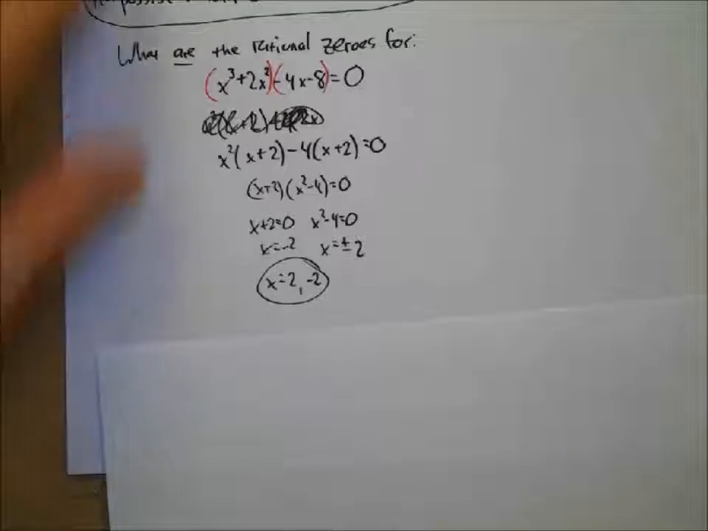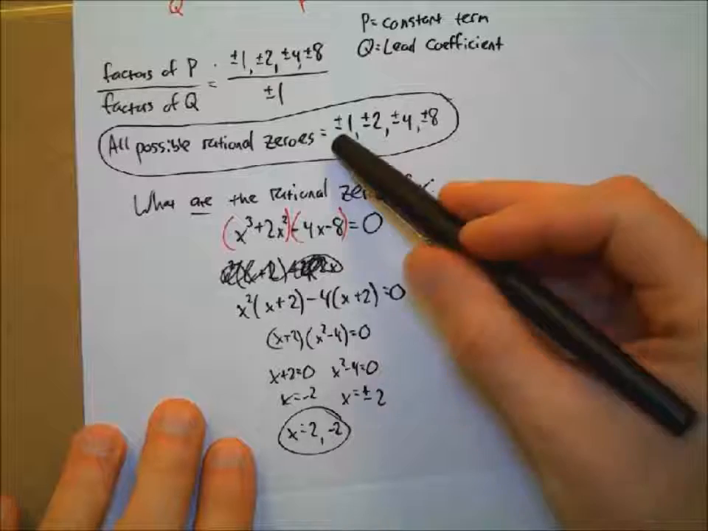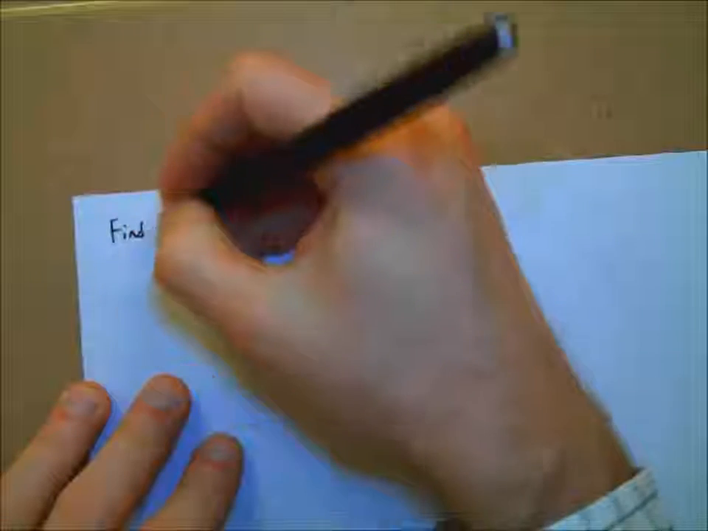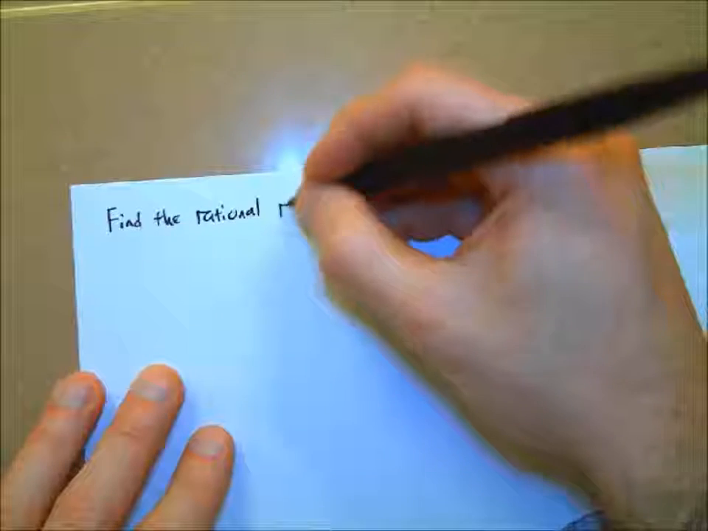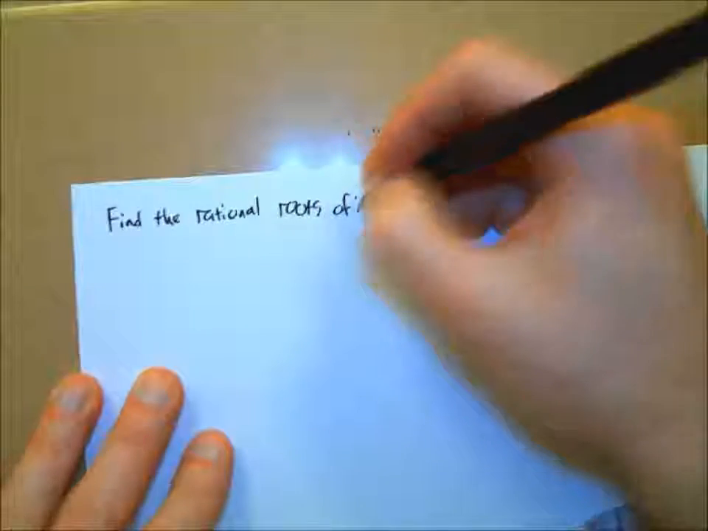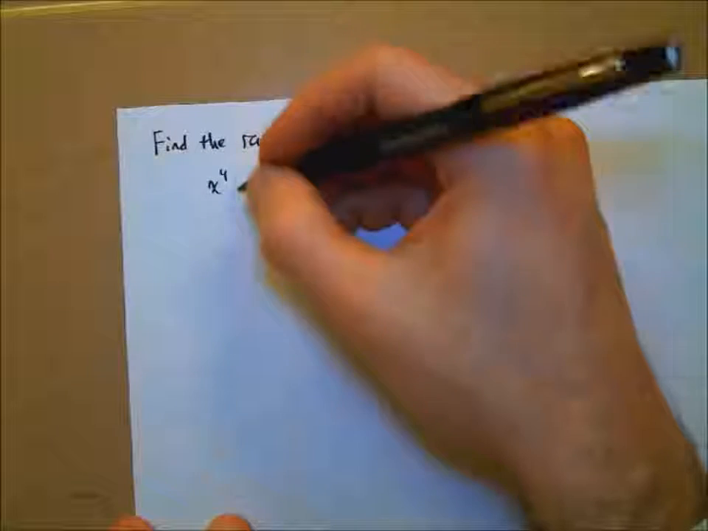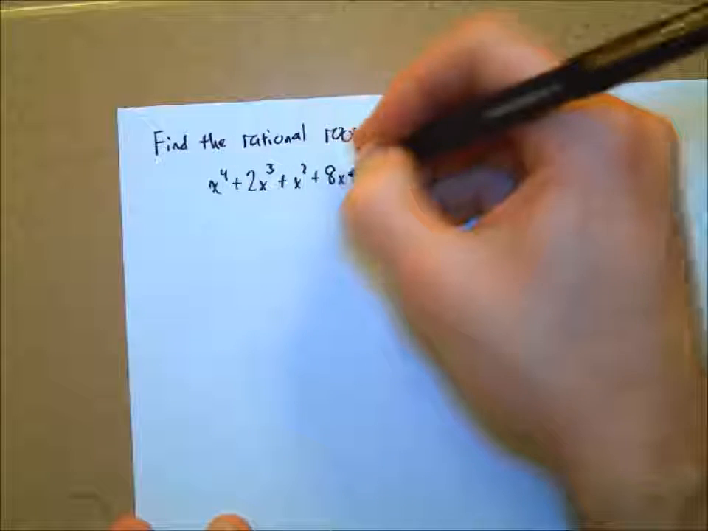And you can also see, by the way, before I move on here, these two zeros that we got, they are in our list, aren't they? Right there, plus or minus 2. Okay. All right, so let's take a look at another one. Let's find the rational roots of, and now we'll do x to the 4th plus 2x cubed plus x squared plus 8x minus 12.